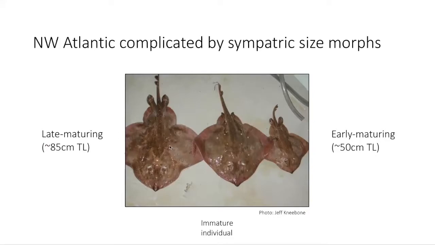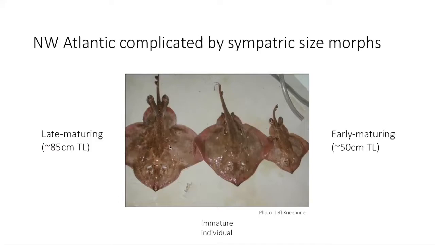Now, the problem is made more complicated by the fact that in the Gulf of Maine, there appear to be two size morphs that are sympatric. There are some that are late maturing and live longer and attain lengths of about 85 centimeters total length, and they take much longer to mature. And there's a second class that matures earlier.